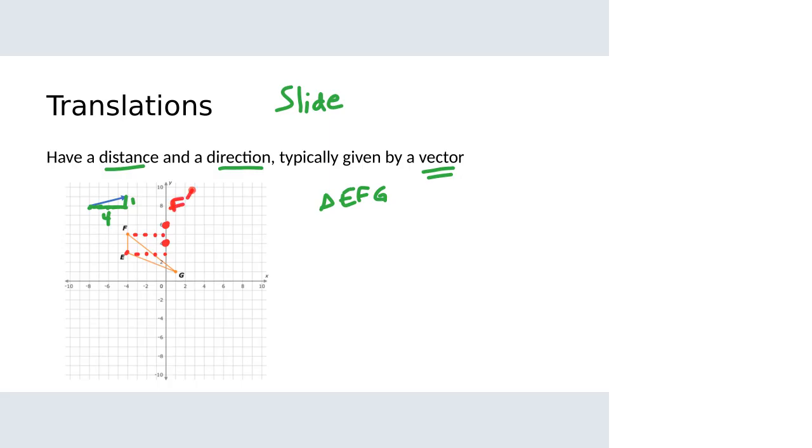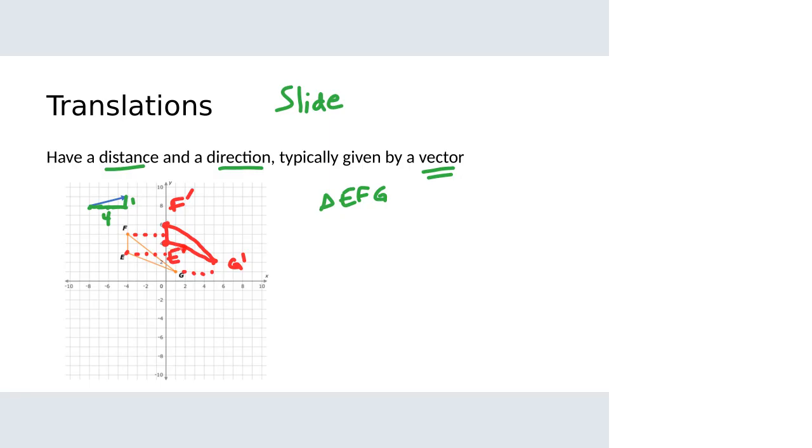The only reason I didn't put E prime on there yet is because I need to draw my triangle. And then to get G prime, I'm going to go 1, 2, 3, 4 spaces to the right and up 1, and that's where G prime is going to go. And then I can redraw my triangle. Doesn't have to be a work of art. And now I have E prime, F prime, G prime.